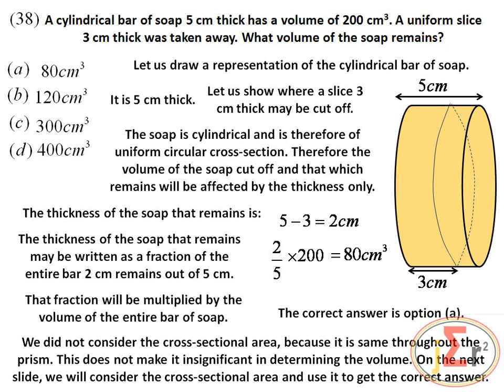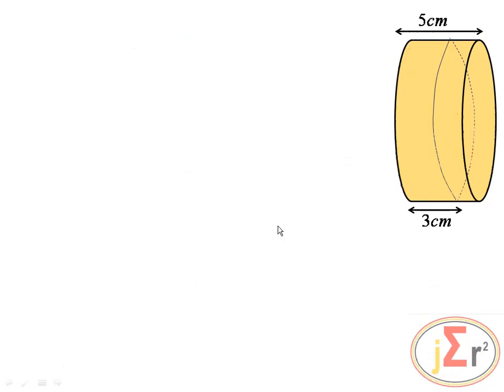Now, the approach that we have taken here is on the basis that since the cross-sectional area is the same throughout, it will have no bearing on the fraction of the soap that remains or the fraction that is taken away. Therefore, we did not consider the cross-sectional area in solving the problem. However, if we consider the cross-sectional area, the answer would have been the same.